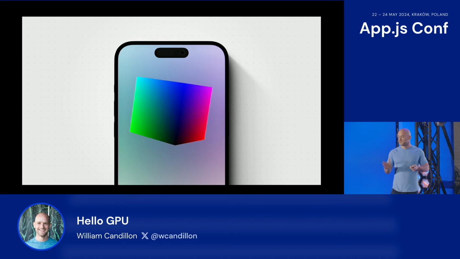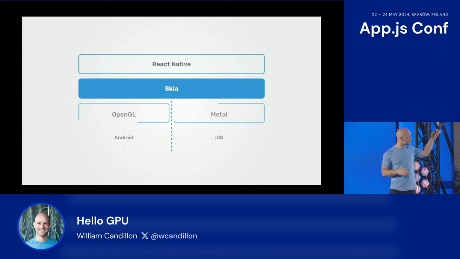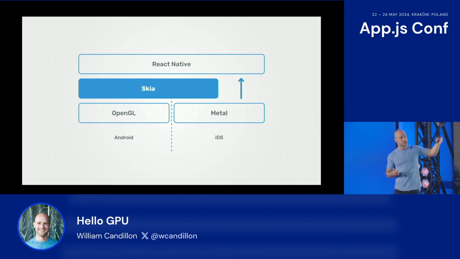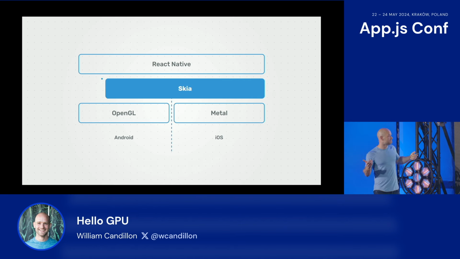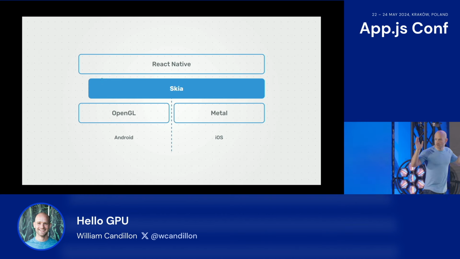It turns out that this is somewhat of a fair situation. So this is the React Native Skia architecture. We run Metal on iOS, which is the iOS GPU API, and OpenGL on Android. So we could give you access through JSI to the Metal API, but then that would work only on iOS. And we could do the same with OpenGL, but again, it would work only on Android. So what are we going to do?